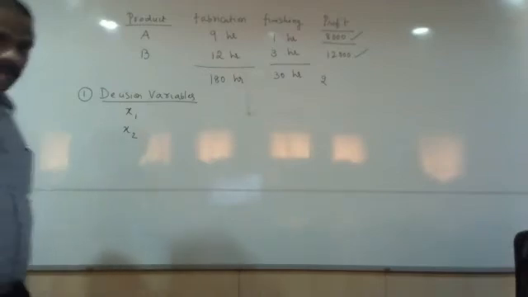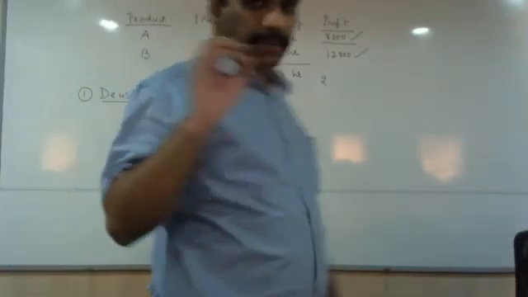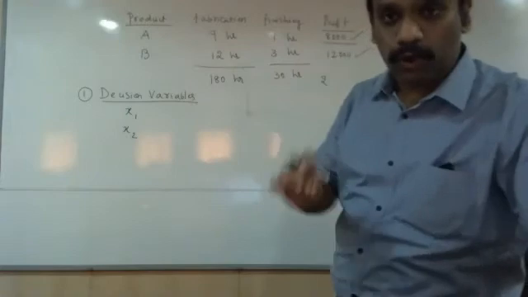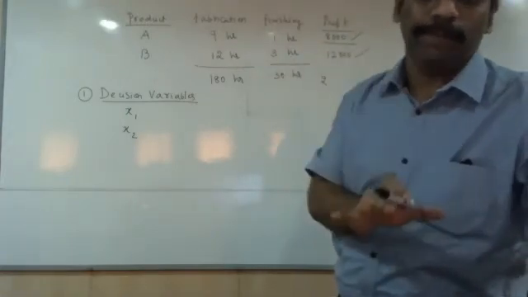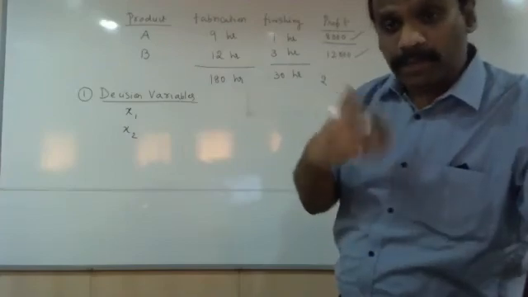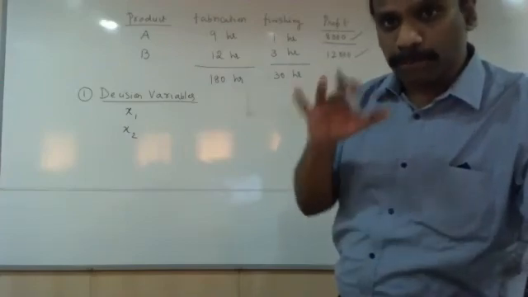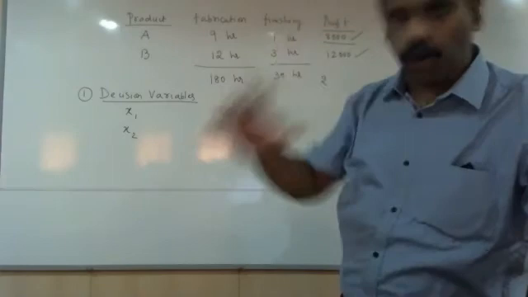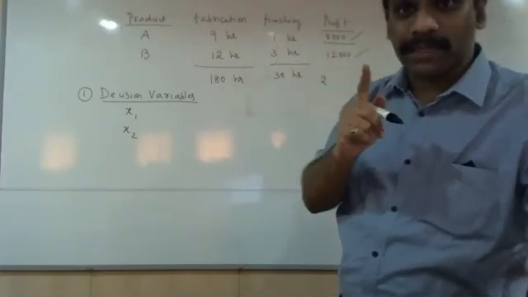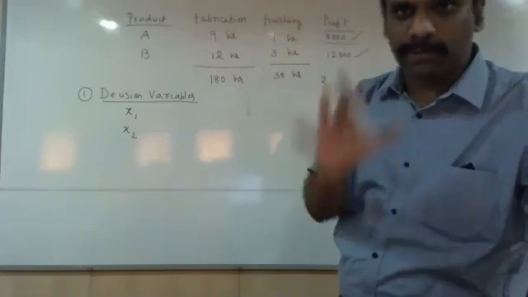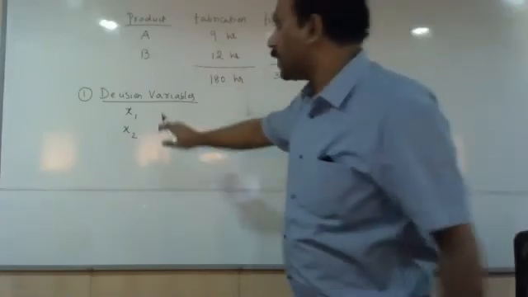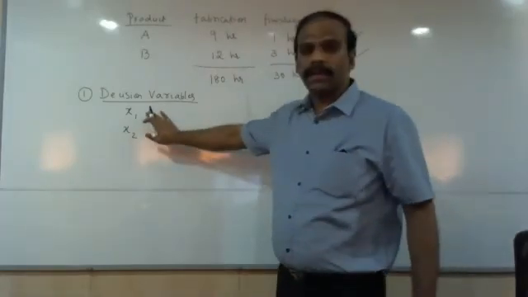The moment I have taken decision variables as x1 and x2, next, what should be done? I am supposed to define the meaning of x1 and x2. That is very important. Now why am I supposed to define x1 and x2? Because in the entire problem the meaning of x1 and x2 will remain the same. We should not change the meaning for any reason. That is why we are defining the meaning of x1 and x2.